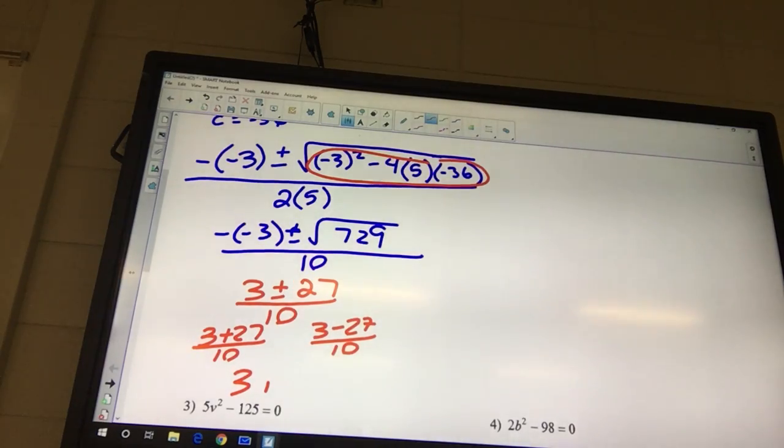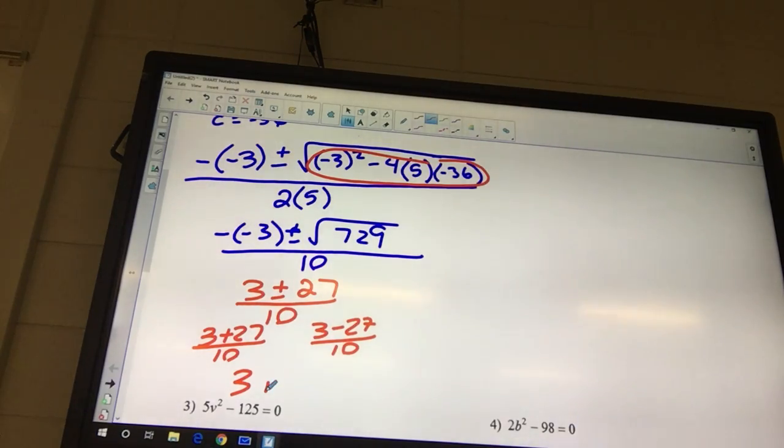James, type that in. What are you doing? Write it. Type it. What you trying to type? Just hit the fraction button. There you go. 3 minus 27. I got 27. It's a 10 on the bottom.